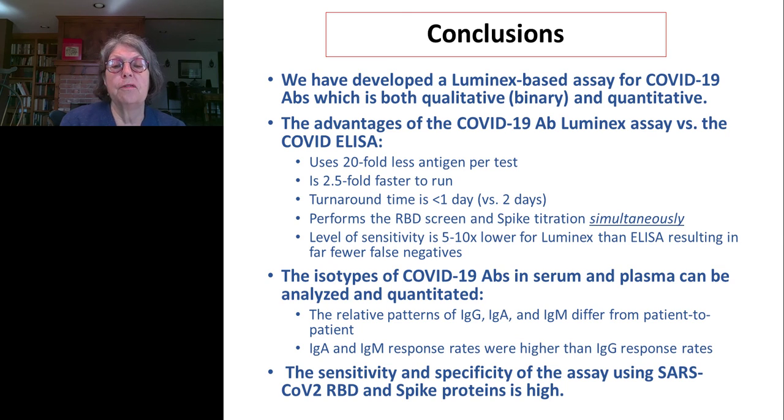The isotypes of COVID-19 antibody in serum and plasma can be analyzed and quantitated. The relative patterns of IgG, IgA, and IgM differ from patient to patient, and the IgA and IgM response rates were higher than the IgG response rates, at least during the period of time from which the specimens were collected at this relatively early stage of the pandemic. And the sensitivity and specificity of the assay using RBD and spike proteins is quite high.